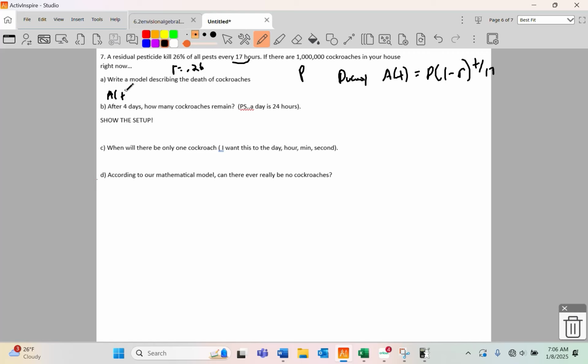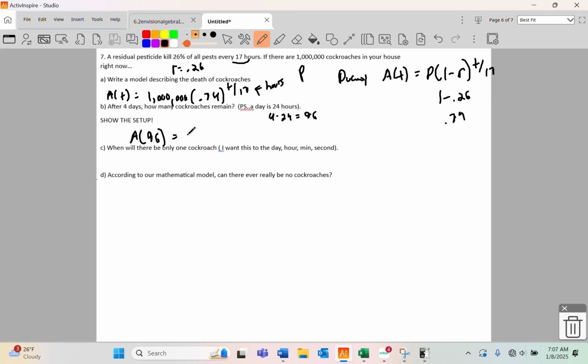But my model would look like this. The principal of 1,000,000 times 1 minus r. So I'm thinking 1 minus 0.26, which is 0.74, because there's 74% left every 17 hours, sitting over t over 17. After 4 days, how many cockroaches remain? A day is 24 hours, so I've got to figure out what 4 times 24 is, and that is 96. And the reason I'm doing hours is because this is hours, right? That's 17 hours.